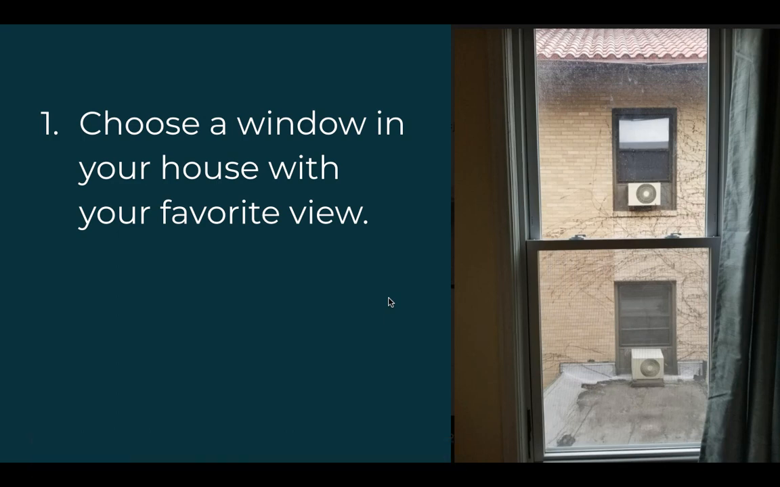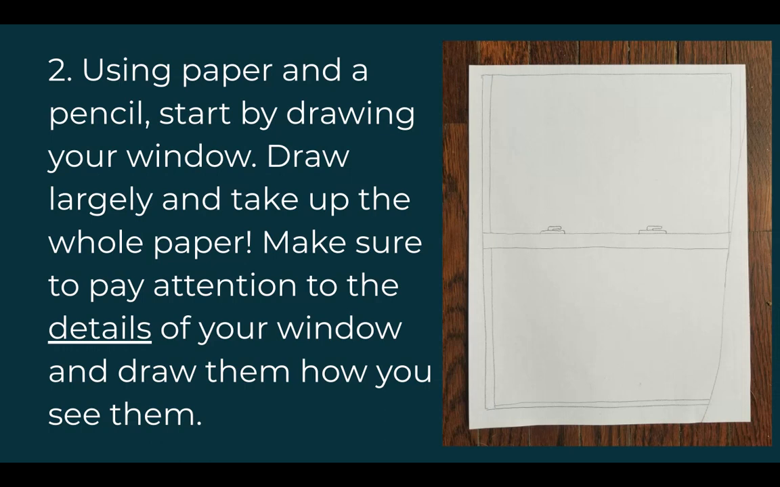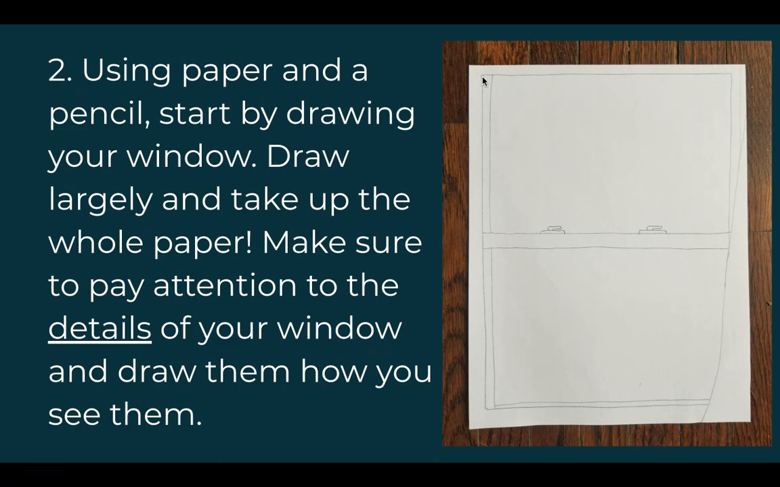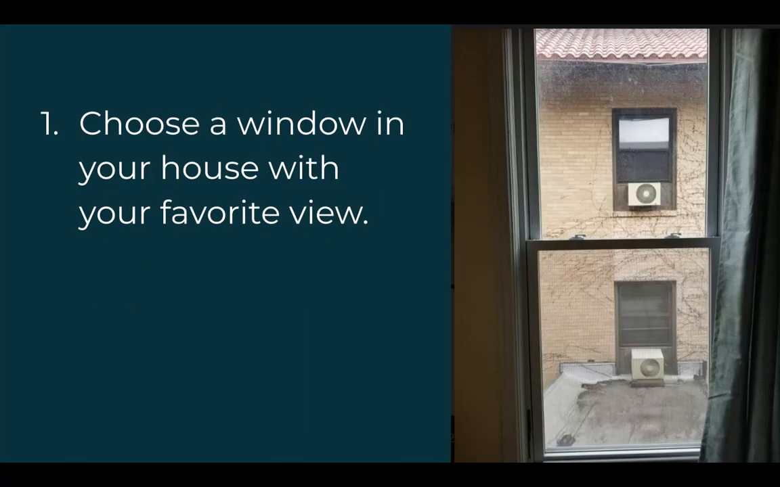After you choose your window, you will be using a paper and a pencil, and start by drawing out your window. Make sure that you draw big and take up the whole paper. So you see here that my entire paper consists of that window shape. And I also want to make sure that you pay attention to the details of your window and draw them how you see them.